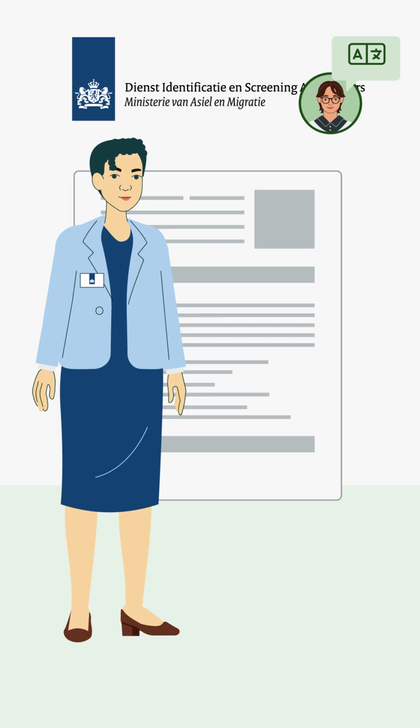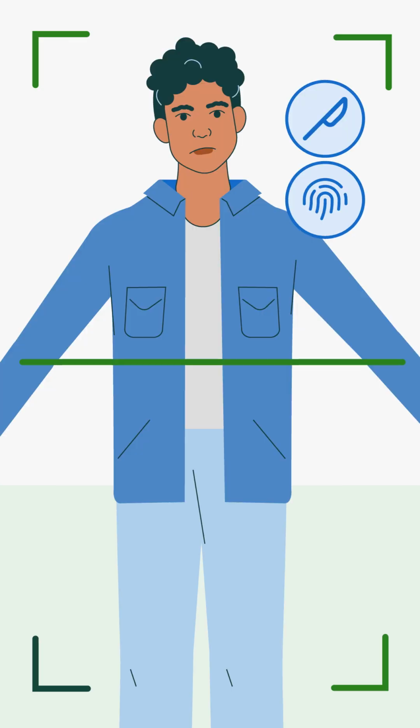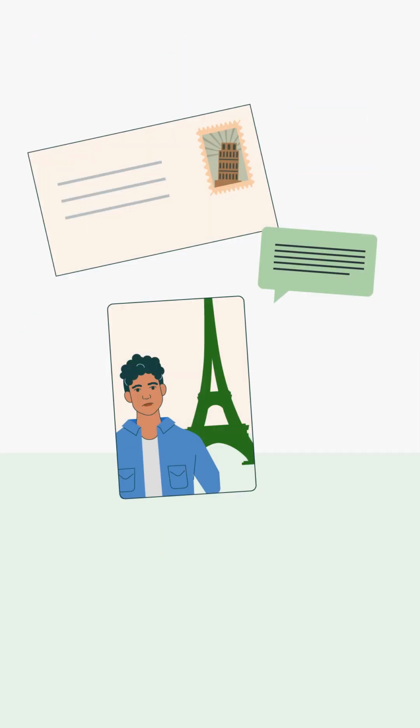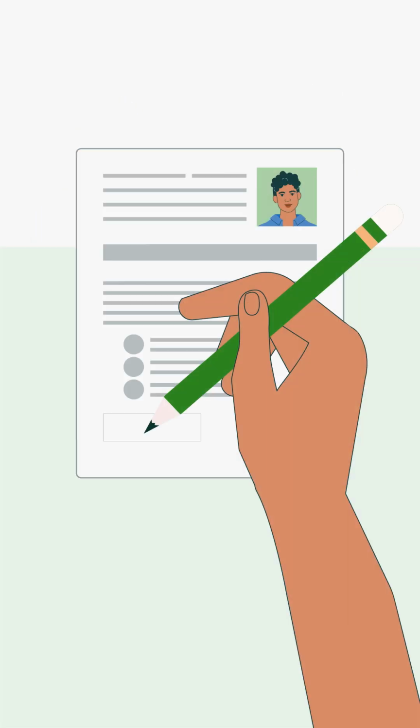This is carried out by the Department for Identification and Screening of Asylum Seekers. An employee of this organization will ask for your papers, details, and how you traveled to the Netherlands. They check that you are not carrying any dangerous objects and take your fingerprints. DISA may find documents proving your stay in another European country. The Royal Netherlands Marechaussee, KMAR, may also temporarily confiscate your phone to check for important information. Afterwards, you sign your asylum application.